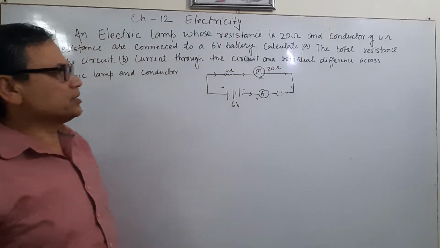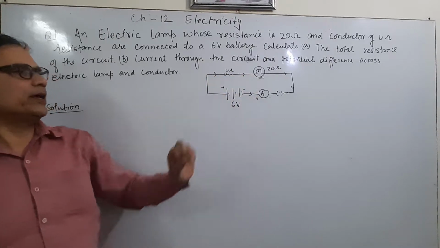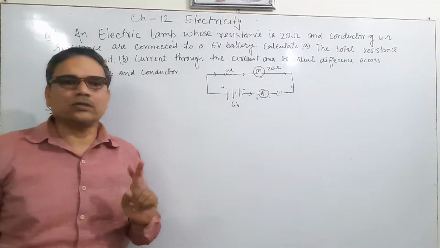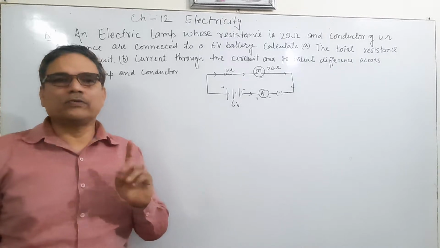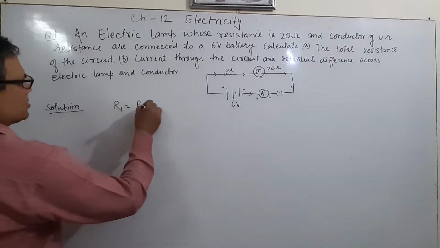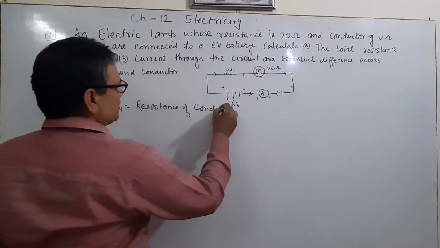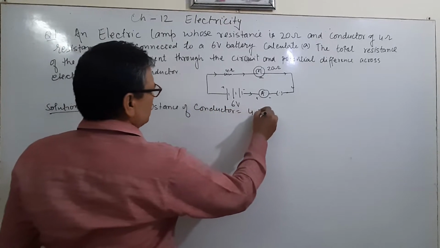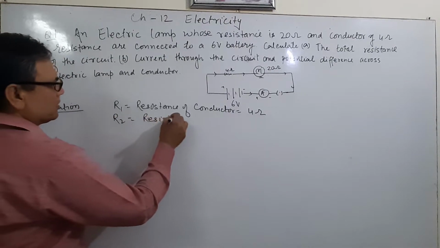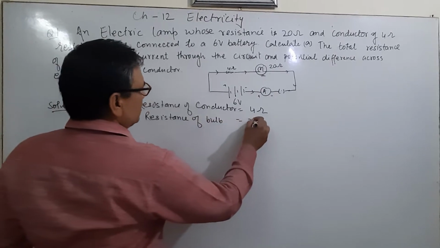Calculate the total resistance. It means this conductor and bulb are connected in series. When they are connected in series, the total resistance is equal to the sum of the individual resistances. So here R1 is the resistance of the conductor, which is equal to 4 ohm, and R2 is the resistance of the bulb, which is equal to 20 ohm.